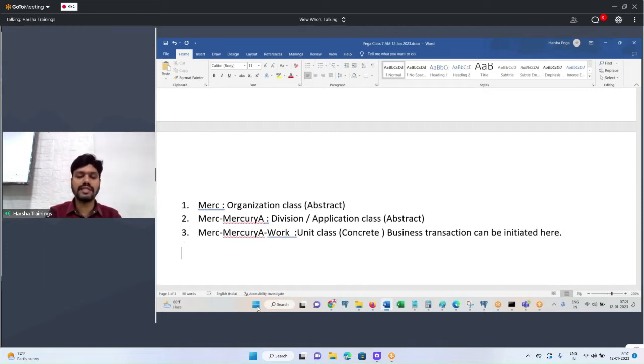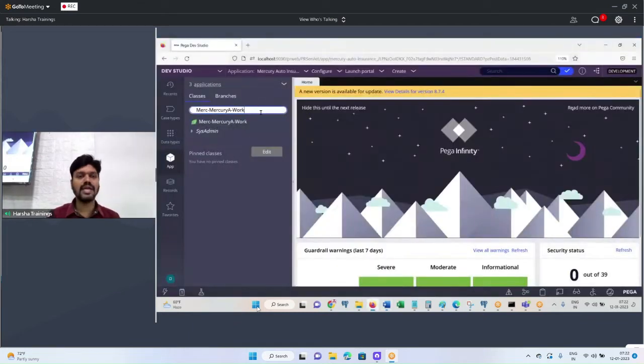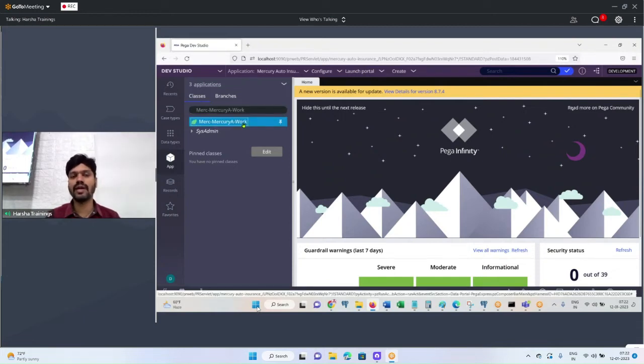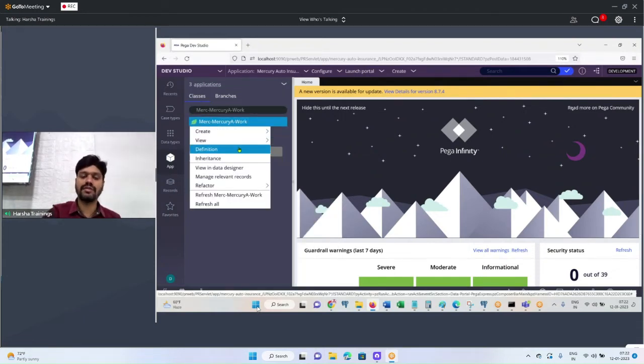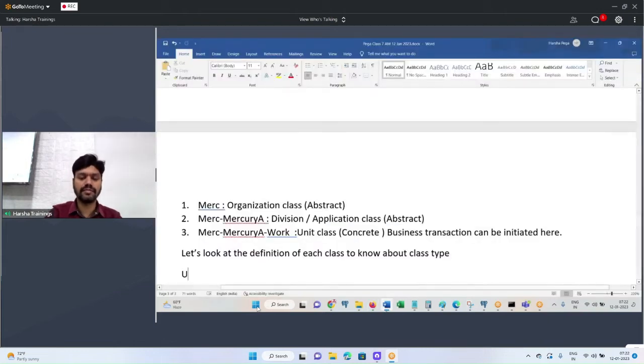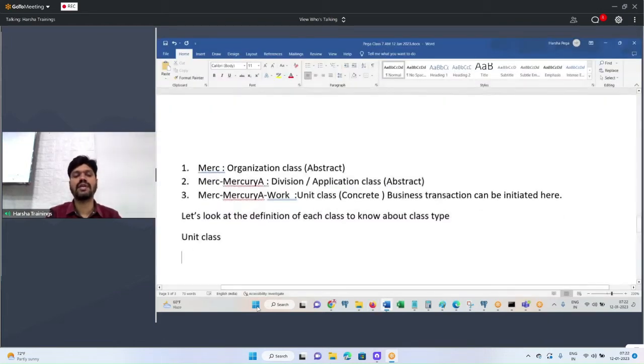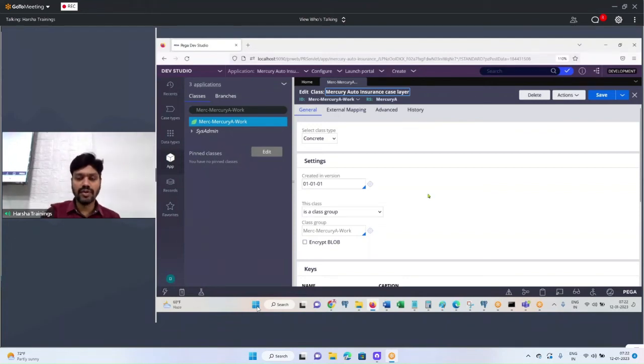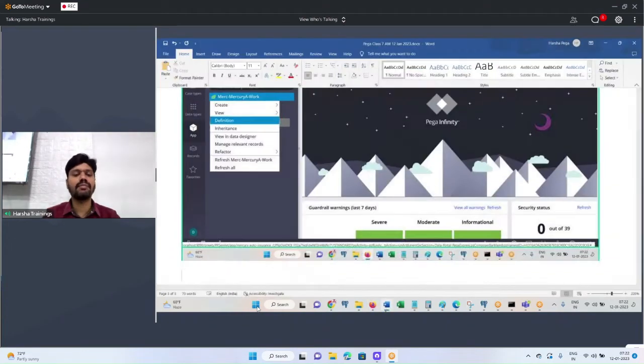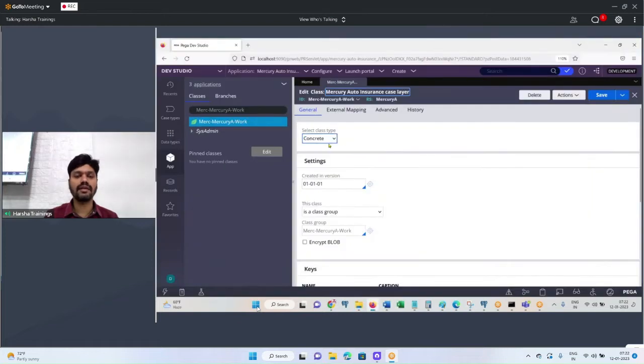Okay, now let's look at the definition of each class to know about the class type. Look at here now. First I will go with the unit class. You need to right click on this, go to definition. Okay, this is the unit class. Here you go now. What is the type of class that is available here? Concrete. See here, concrete. I did not choose these options anytime. Automatically the system has created it like this.